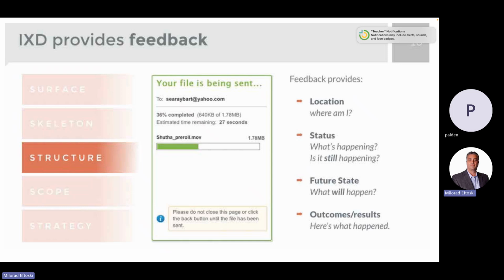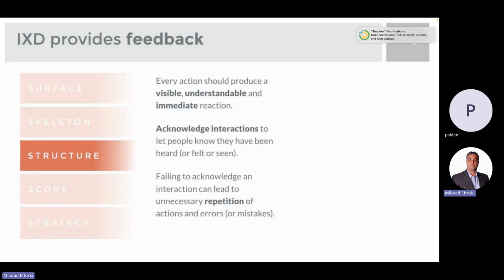Have you guys used WeTransfer before? Or Dropbox and stuff, right? So it gives you these notifications, right? Otherwise, you won't know. Every action should produce a visible, understandable, and immediate reaction. Acknowledge interactions to let people know they have been heard, felt, or seen. Failing to acknowledge an interaction can lead to unnecessary repetition of actions and errors or mistakes.